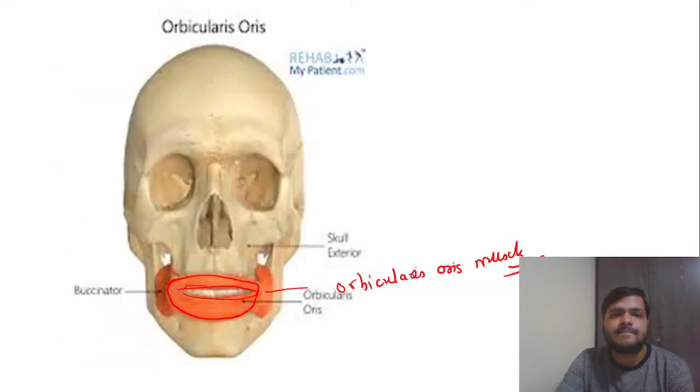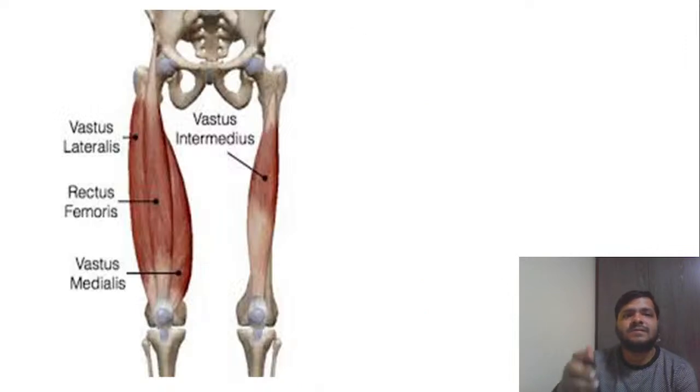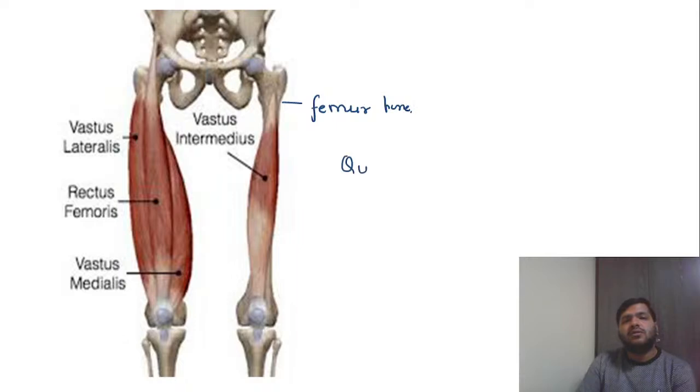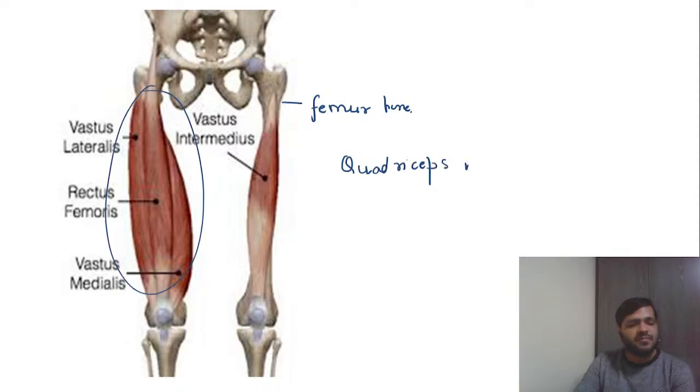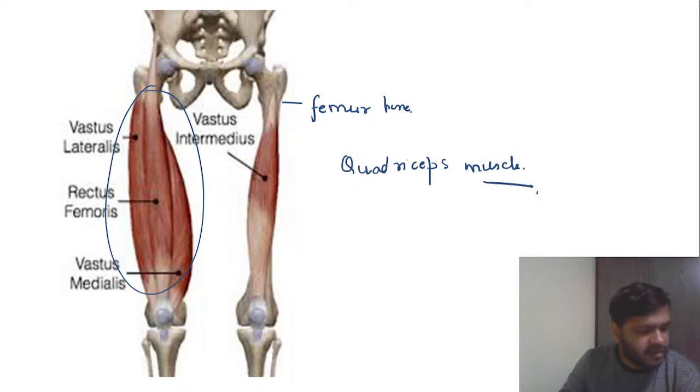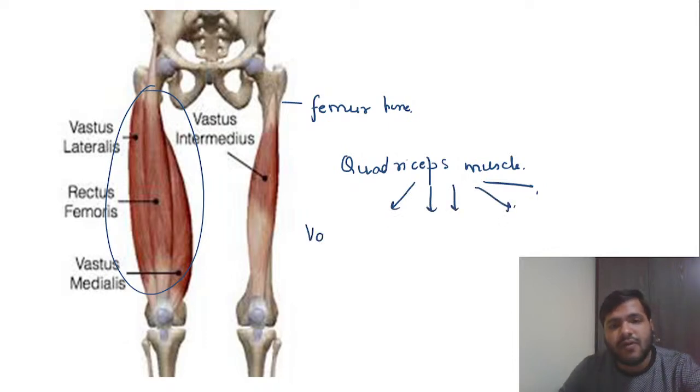So you can easily see it over here as well. On the femur bone, you can see that there are four heads. In totality, it is called the quadriceps muscle. The heads are called vastus, basically meaning the quadriceps only. The lateralis, then in between we have the rectus femoris muscle. Then we have the medialis, and one called the intermedius.